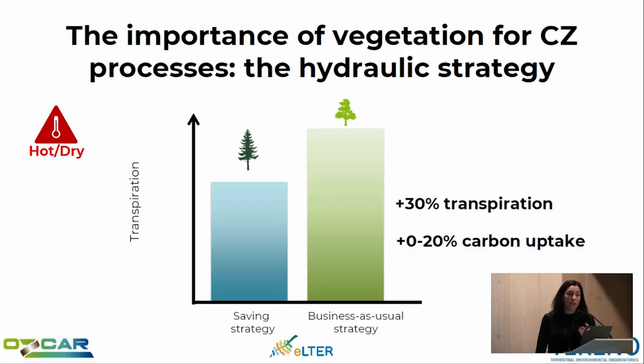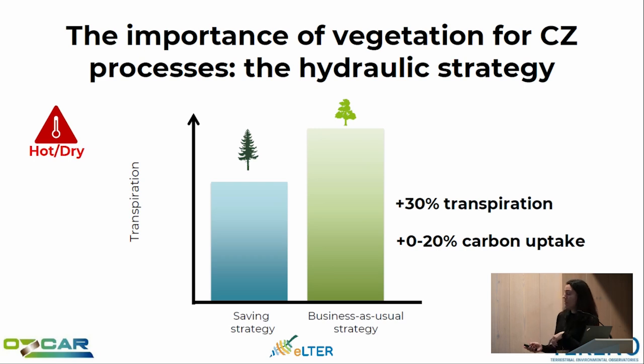This is important because this might imply a difference of up to 30% or more transpiration, or putting more water into the atmosphere. So under the same conditions, an anisohydric species, the one performing this business as usual strategy, will put 30% more water into the atmosphere compared to the saving strategy. This also means that it will uptake carbon, because they keep the stomata open.